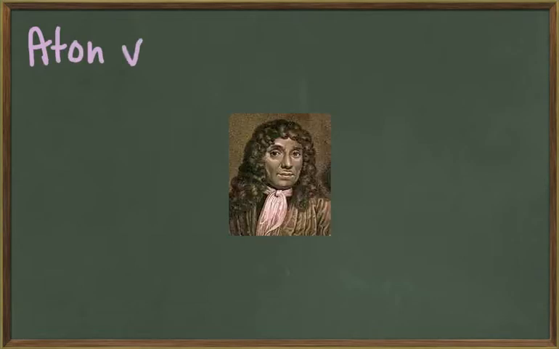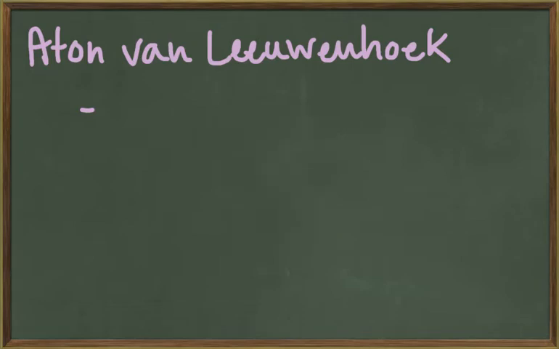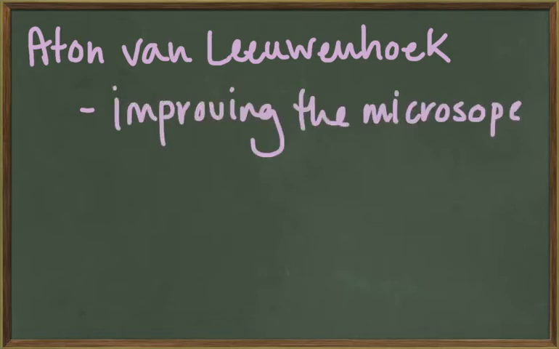The next guy that came along was Anton van Leeuwenhoek. He was a Dutchman, and he was actually known as the first microbiologist. He's considered to be the father of microbiology. One thing that he is credited for a lot is improving the microscope. He used different techniques in order to make the glass in a microscope, the lenses, thinner and easier to make. And that actually made the microscope a little bit easier to use.